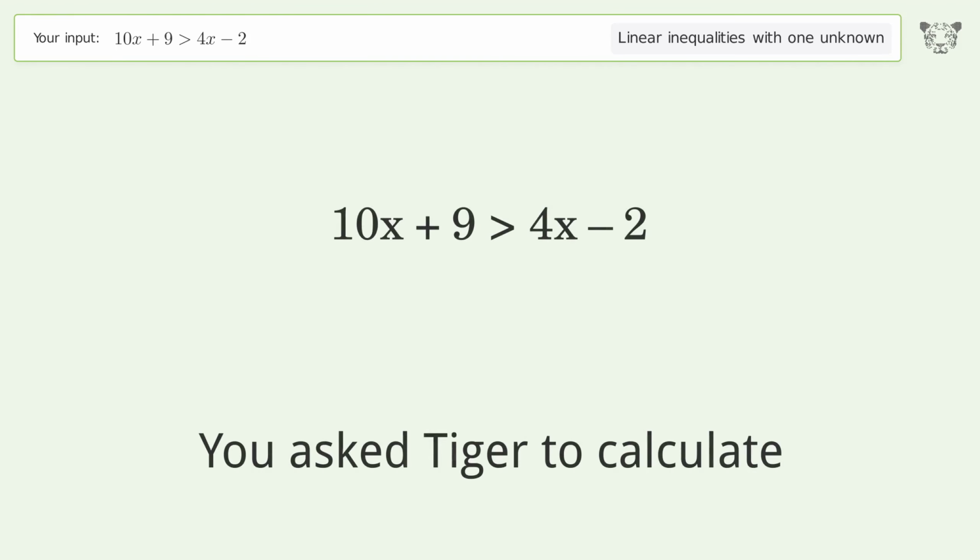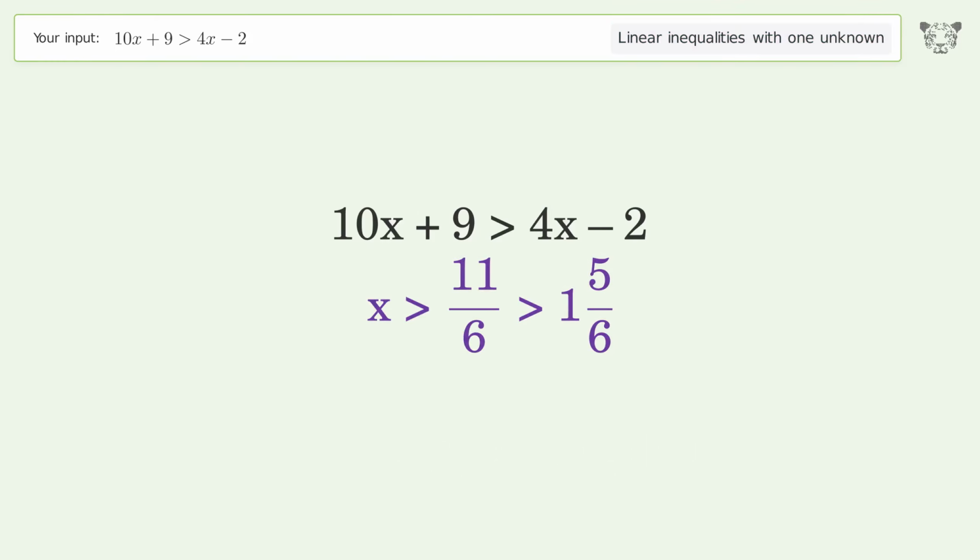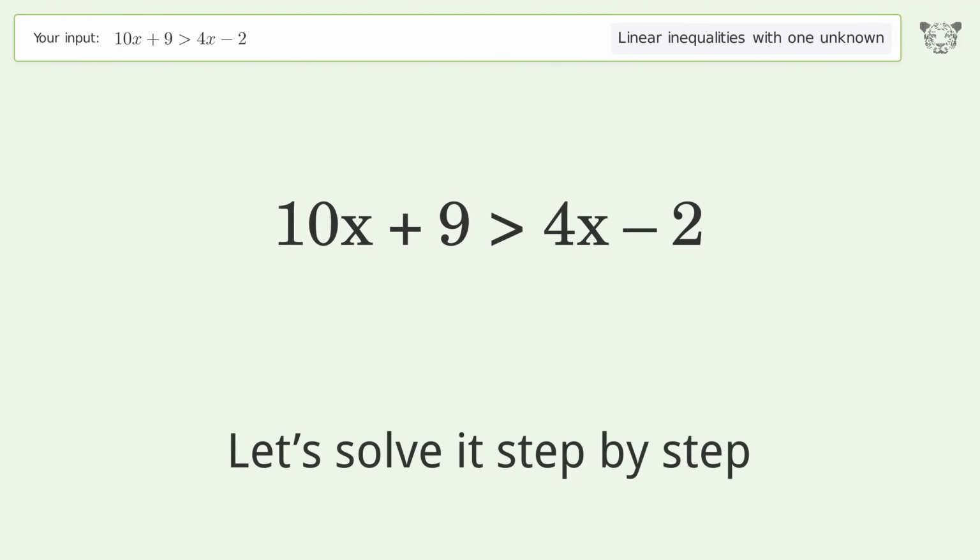You ask Tiger to calculate. This deals with linear inequalities with one unknown. The final result is x greater than -11/6 greater than -15/6. Let's solve it step by step.